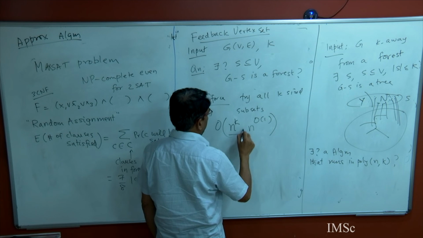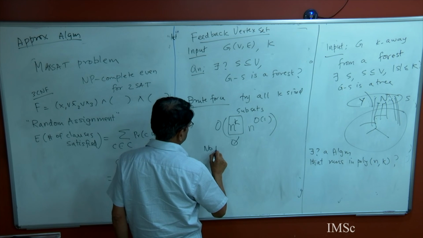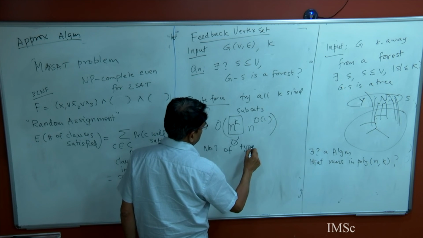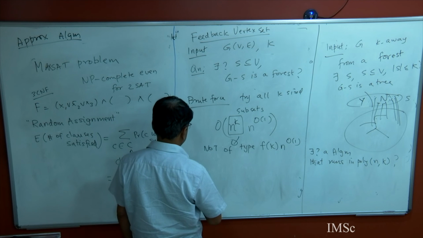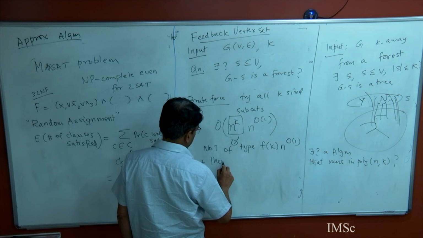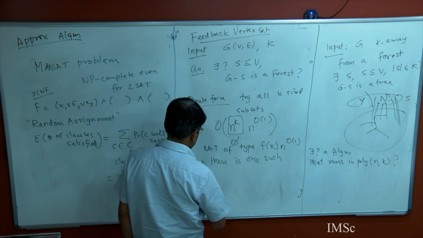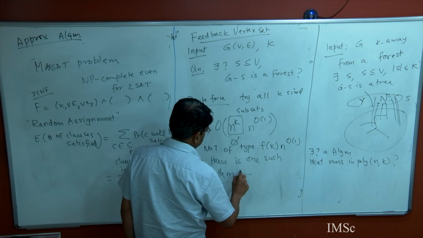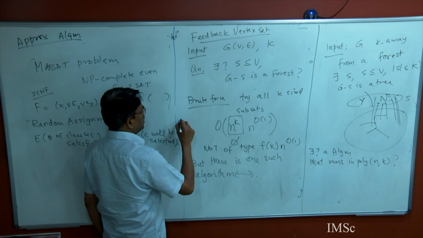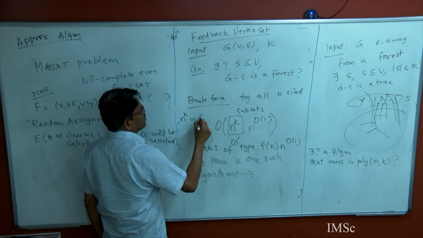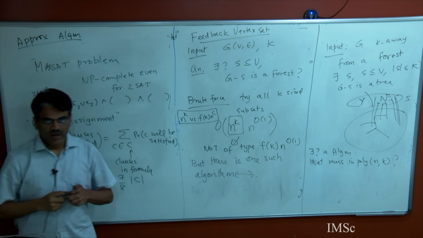But this is not a good algorithm in this framework, because it is not of the type f of k times n to the O(1). But there is one such algorithm, somewhat involved. But the point is that that is what parameterized complexity is about. Often it is n power k versus some f of k times n to the c, right? What sort of problems have this kind of an algorithm is what it is about.